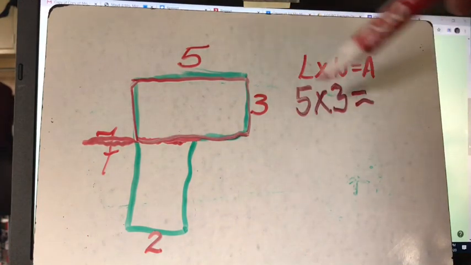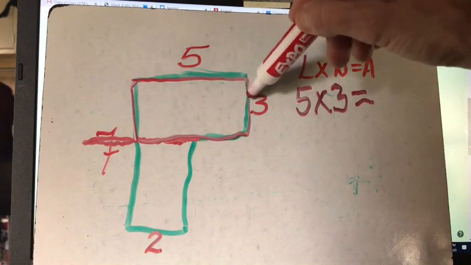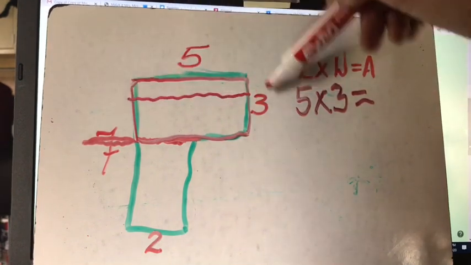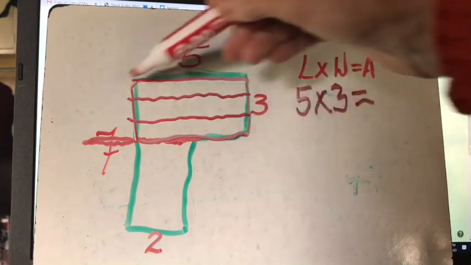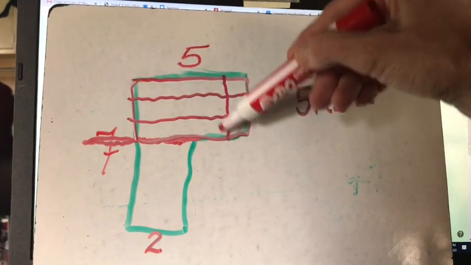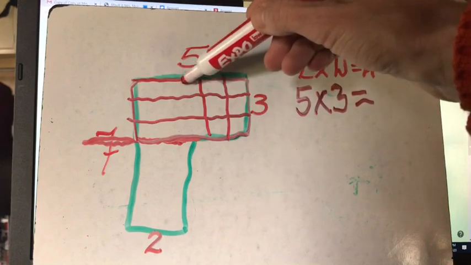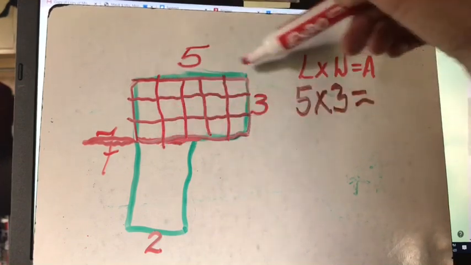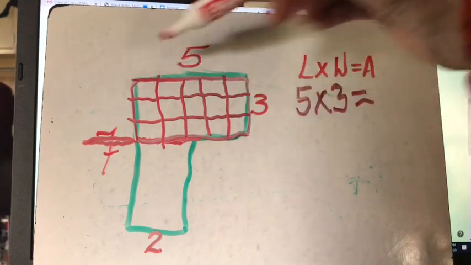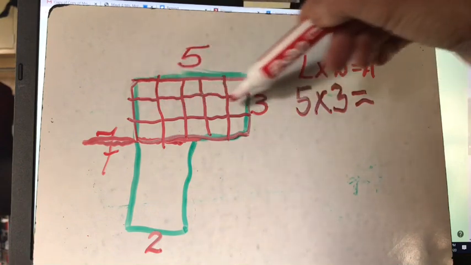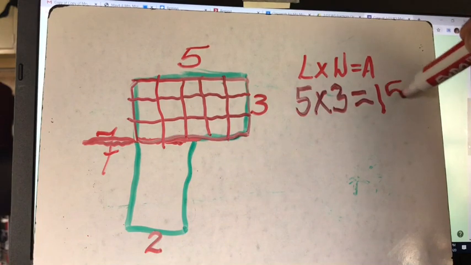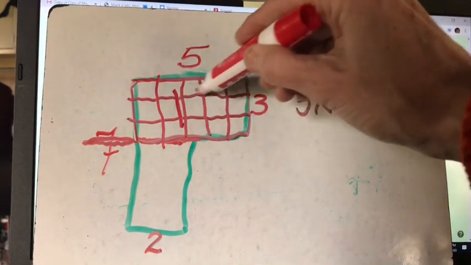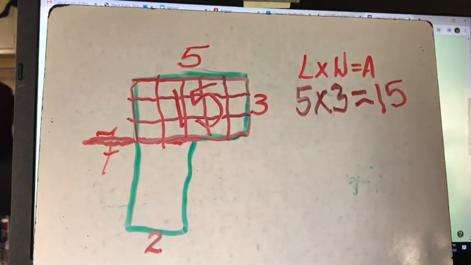I can either multiply or I can do my array. I can have 3 going down, 1, 2, 3, and 5 going across the top. 1, 2, 3, 4, 5. So I have 5, 10, 15, or 5 times 3 equals 15. So the area of this rectangle is 15.